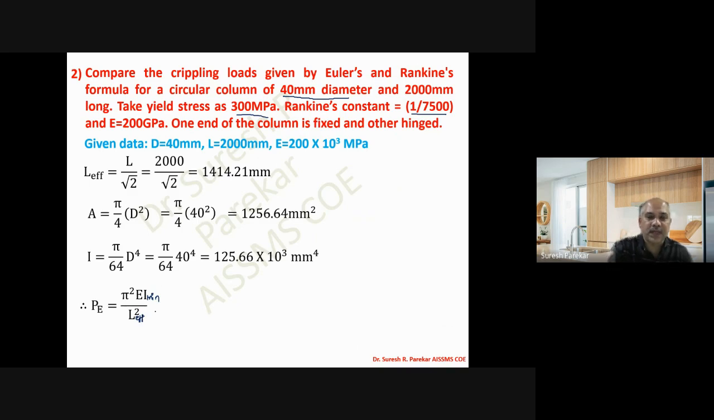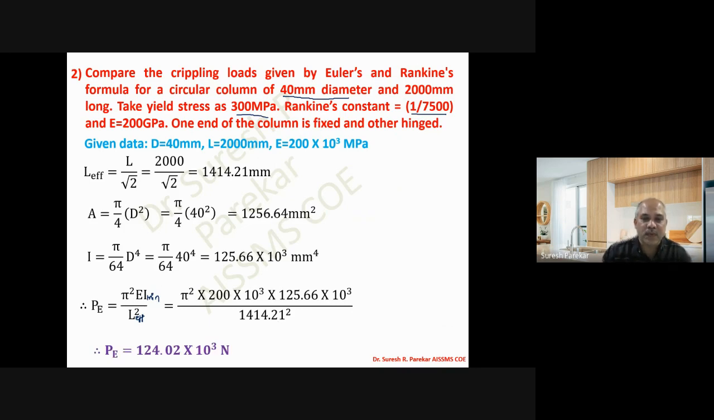And then we will put it, that is pi square E is 200 into 10 raised to 3. I minimum is 125.66 into 10 raised to 3, because in circular column we have I is equal to Ixx upon 1414.21 square, and we will get this value 124.02 into 10 raised to 3 Newton. So 124.02 kilonewtons. So this is Euler's load.